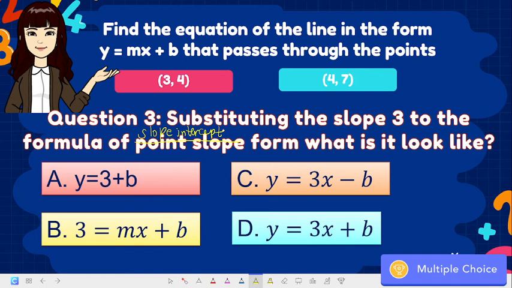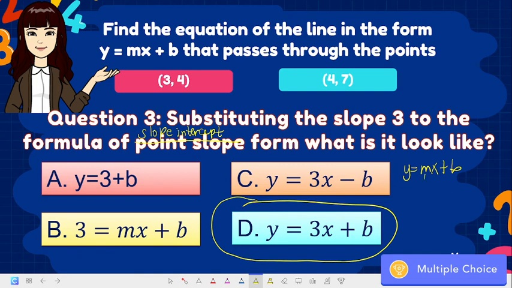Is it A, y is equal to 3 plus b? B, 3 is equal to mx plus b? C, y is equal to 3x minus b? Or D, y is equal to 3x plus b? So, if your answer is letter D, yes, you are correct. Very good. That is y is equal to 3x plus b. So, the formula for slope-intercept form is y is equal to mx plus b. So, we're just going to substitute 3 to m. So, that becomes y is equal to 3x plus b.